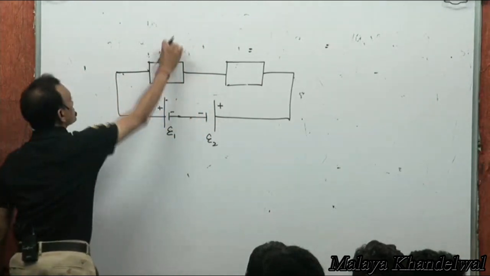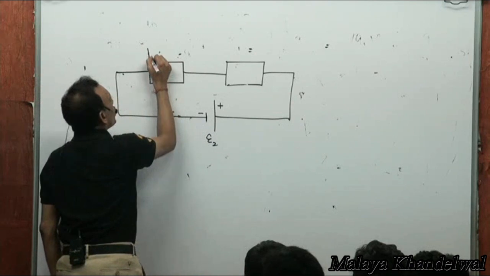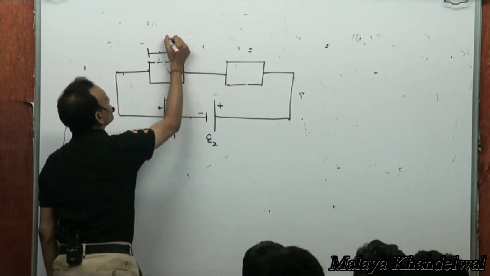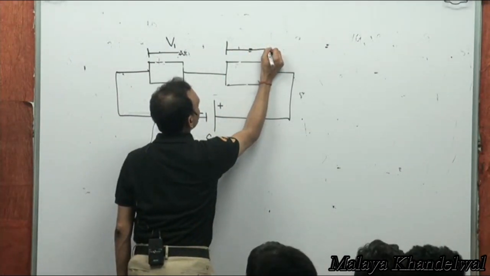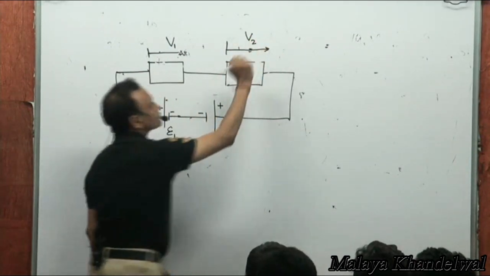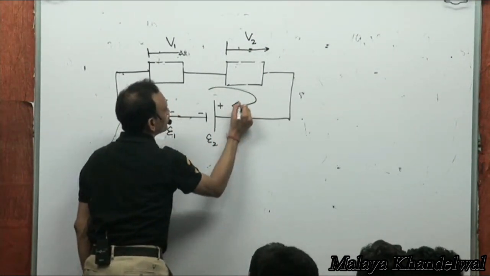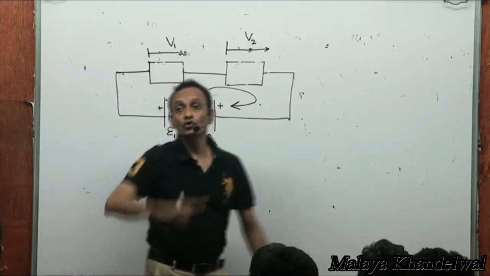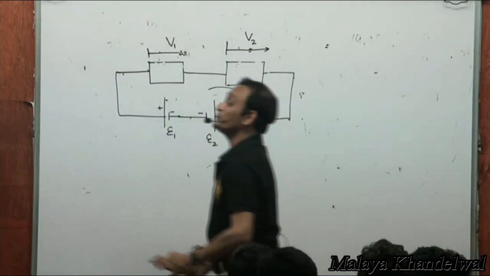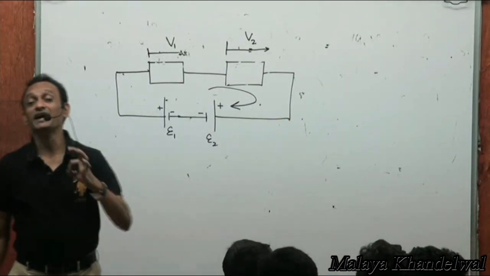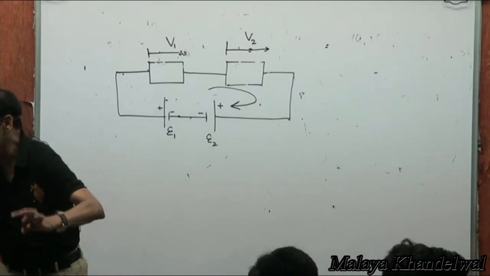The rule of the game is that if the drop here is V1 volts, the drop across this element is V1 volts, algebraic drop. The algebraic drop across this element is V2 volts. Right? And you traverse this loop in a certain manner. Then the algebraic sum of the potential drops must be 0. The algebraic sum of the potential drops in any closed loop must be necessarily 0.